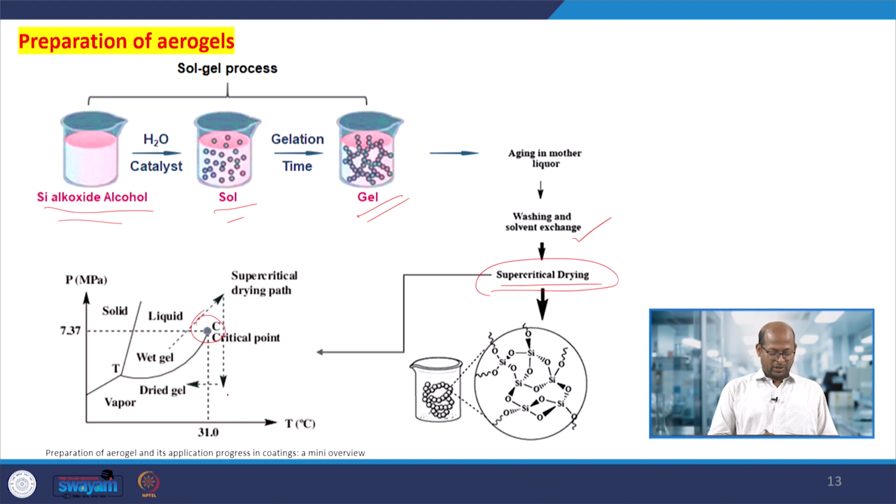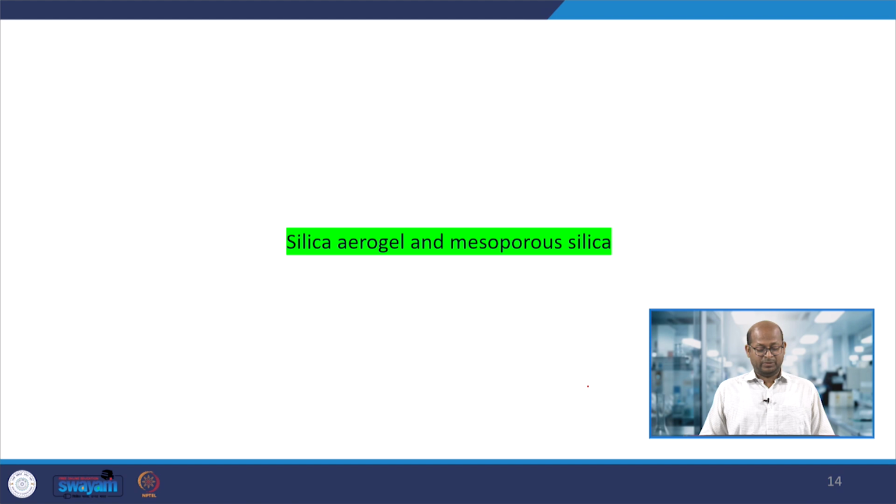Whatever solvent is present in this network, we have to remove it by supercritical drying. By changing the temperature, once it reaches the critical temperature, above that the liquid does not remain in liquid form, it converts into vapor and can easily be removed. As a result, these network structures remain as they were when prepared. So that is how silica aerogels can be prepared by sol-gel methods, and the drying method is different.